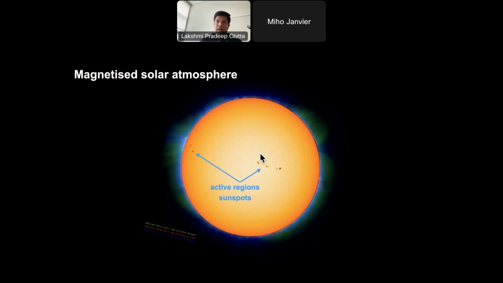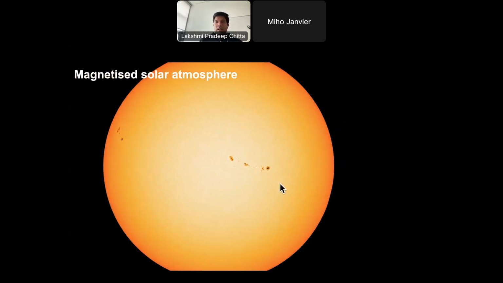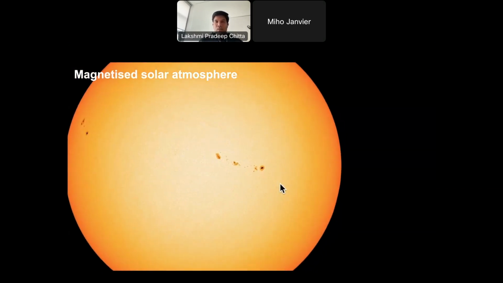Now, let us go back to the solar disk and take a closer look. So as I told, you have this boring photosphere and sometimes these dark patches that we call sunspots. Now let us take a closer look at the sunspots. This is just the white light image of the sun. That means the image that we can see with our naked eye.